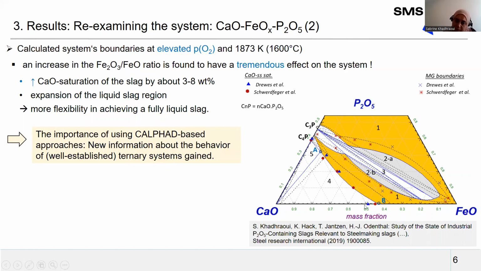There were experimental data points, and we see agreement here, but a visualization of this diagram at elevated partial pressure has been missing, or at least I couldn't find a whole representation, just lines or general descriptions. For example, that the miscibility gap shrinks, as we see here. But a clear visualization showing the effects of PO2 on the whole ternary system, I did not find anything similar in the literature.